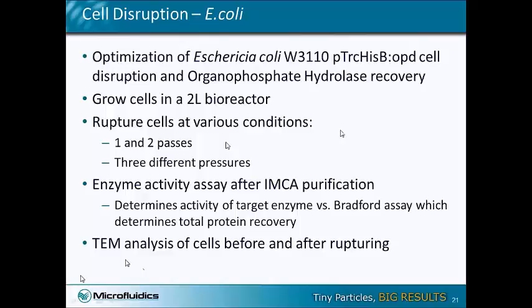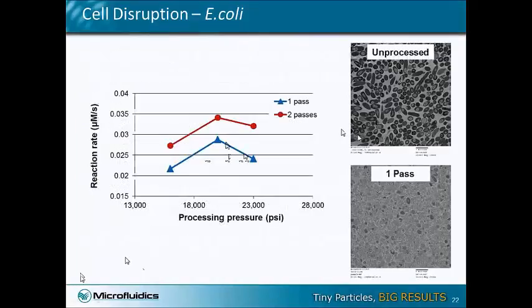Here on the right are the TEM images. You can see the unprocessed cells versus the image after just one pass. Like I said, the microfluidizer is really efficient. Usually after one pass you can achieve well above 90% disruption efficiency. You can see from the images here.